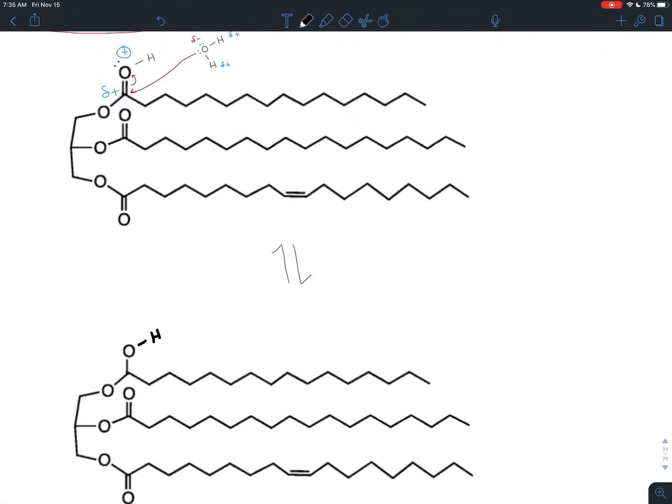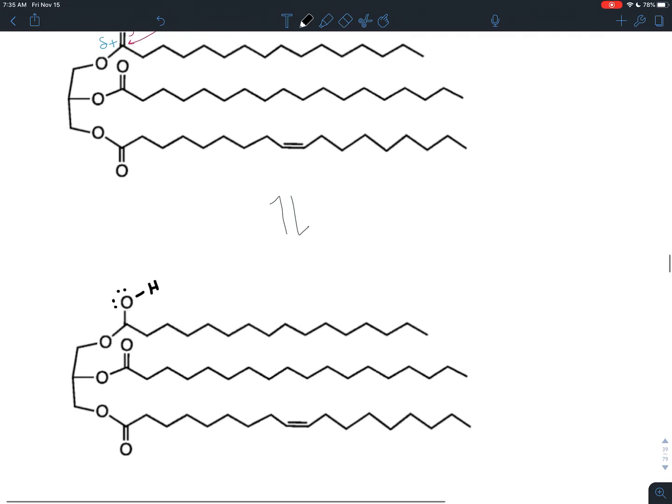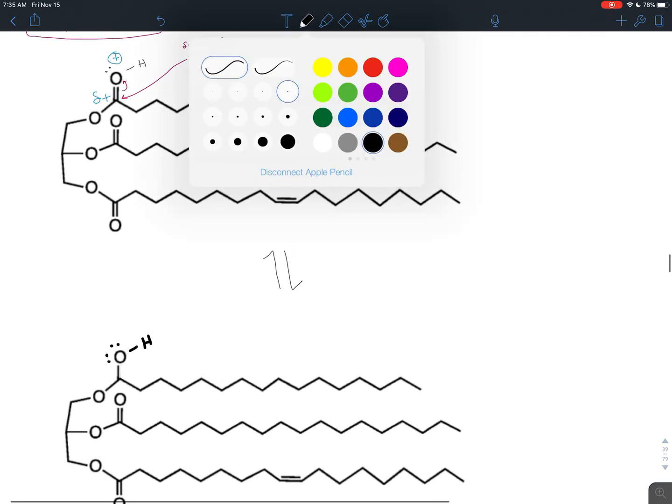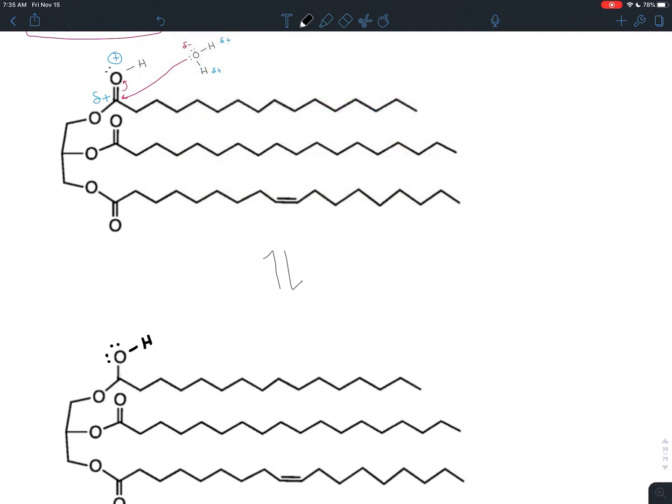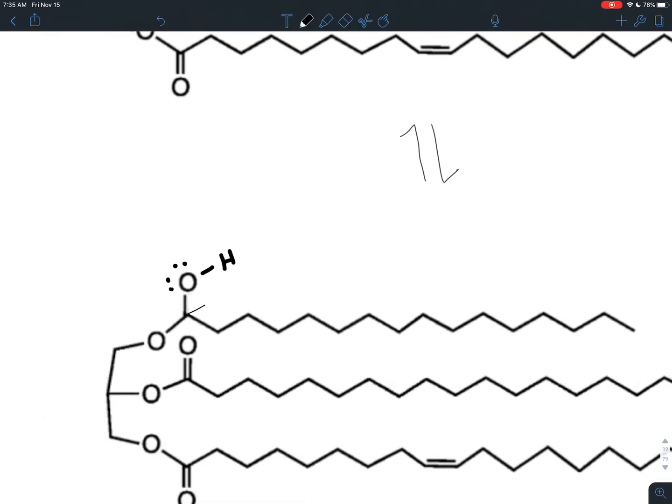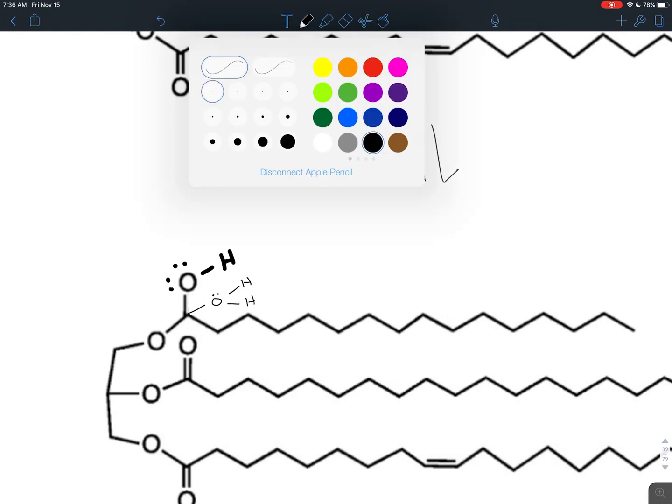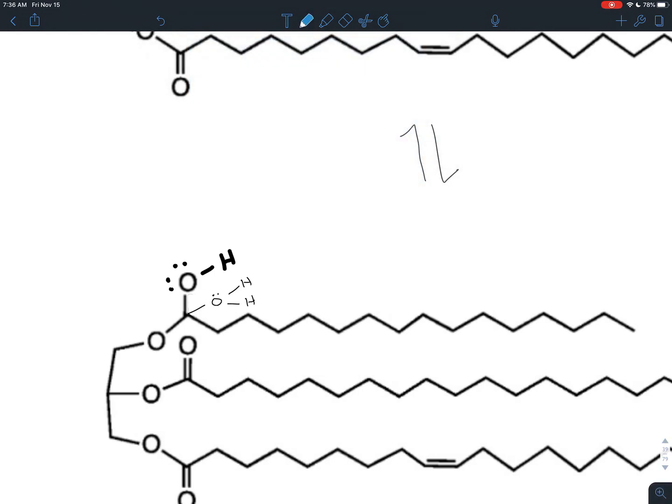So notice that oxygen had a hydrogen. It will now have a hydrogen and 2 lone pairs, right? It had the 1 lone pair above. So that's that. And then we have this water attached to what was the carbonyl carbon. Now that oxygen has 3 bonds, so it has a full positive charge.